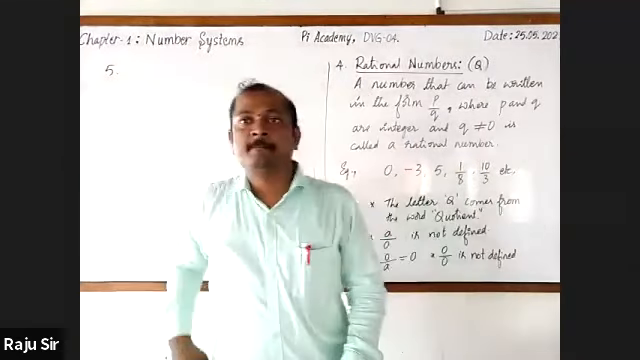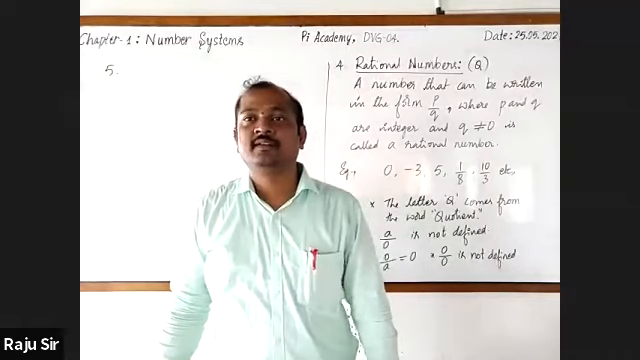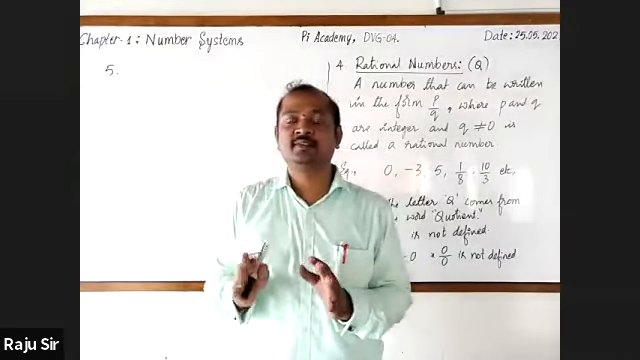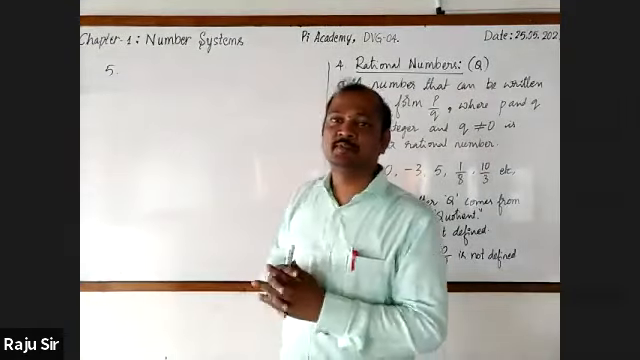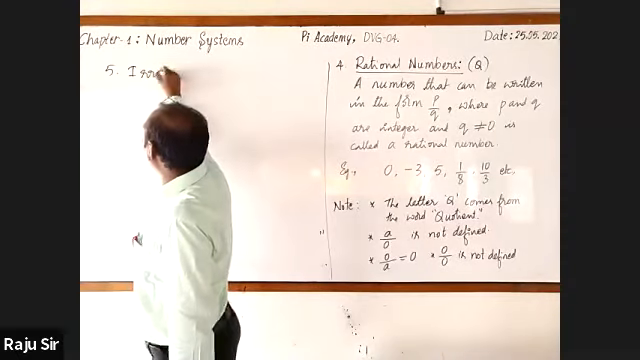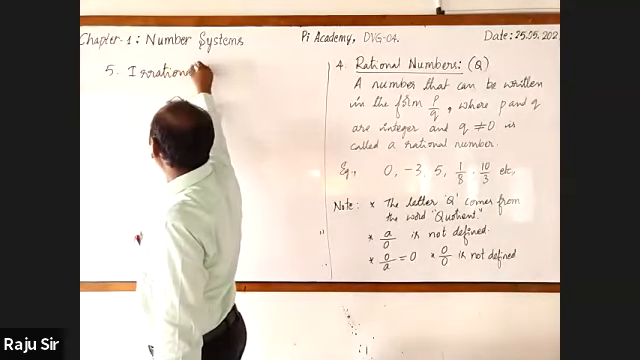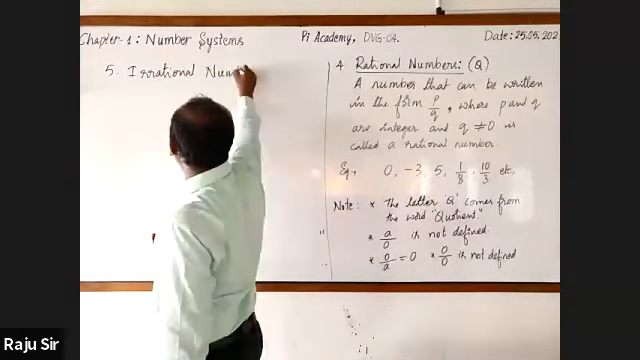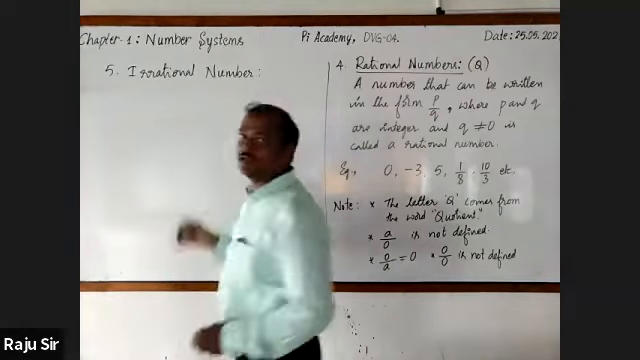Okay. Next one. I won't go for telling. You only should tell what is that fifth one. Irrational numbers. Irrational numbers. Okay, right. Irrational number.